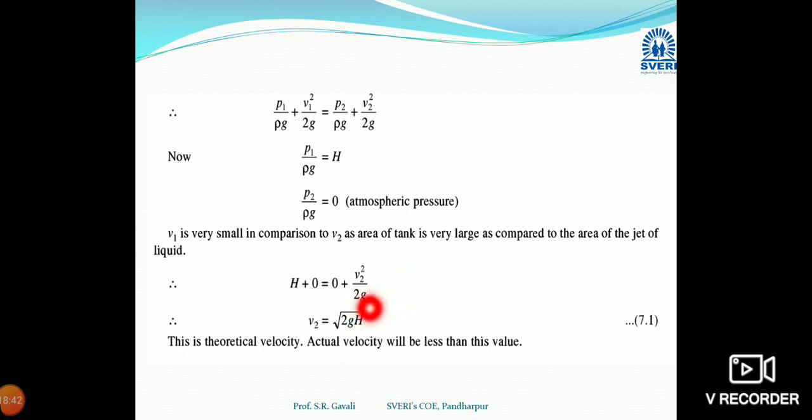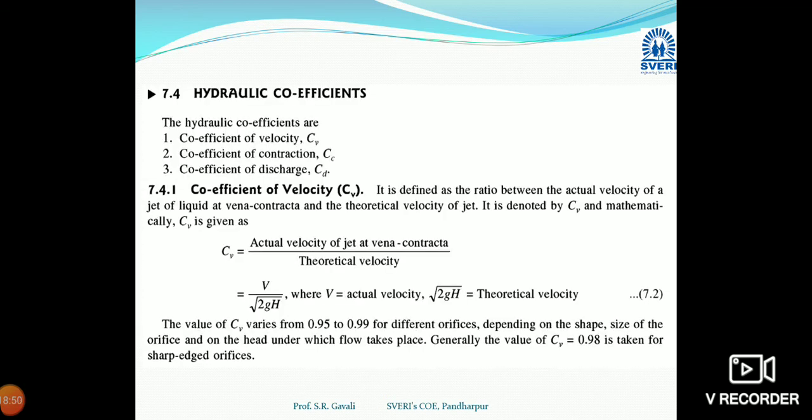So this is the theoretical velocity through the orifice, and the theoretical discharge through the orifice is equal to this theoretical velocity multiplied by the area of cross section, which is Ao. Now, depending on this diagram, we have to define the three hydraulic coefficients of an orifice: the coefficient of velocity, the coefficient of contraction, and the coefficient of discharge. We'll go one by one. The coefficient of velocity is the ratio of the actual velocity of the jet at the vena contracta to the theoretical velocity through the orifice, and as we already derived, the theoretical velocity through the orifice is given by the equation root 2gh.